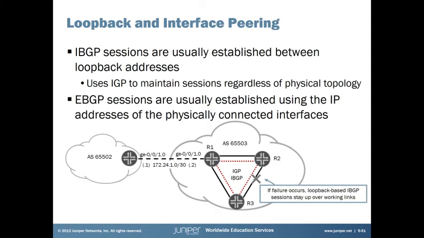iBGP sessions are usually established between loopback addresses, and we use the IGP to maintain sessions regardless of physical topology. So essentially, the IGP is going to maintain connectivity between our iBGP peers. Okay, so just say we're running OSPF. It's OSPF that provides us with reachability information between the peers, which often are not directly connected to each other.